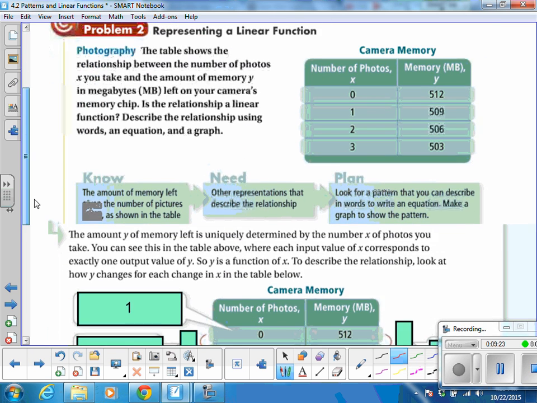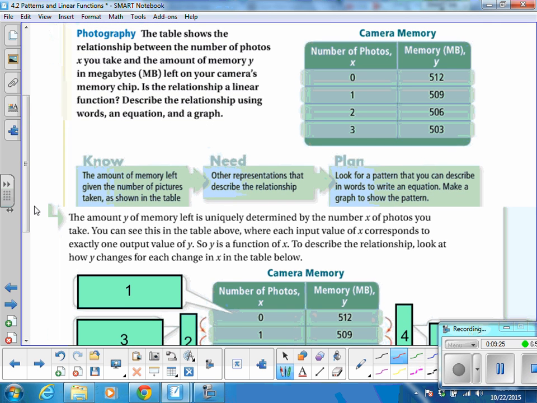Representing a linear function. For example, in photography, the table shows the relationship between the number of photos x you take and the amount of memory y in megabytes. So we can see that our independent variable is going to be the number of photos I take, because the amount of memory is dependent on the photos I take. So that would make it our dependent variable, thus it goes on the y.